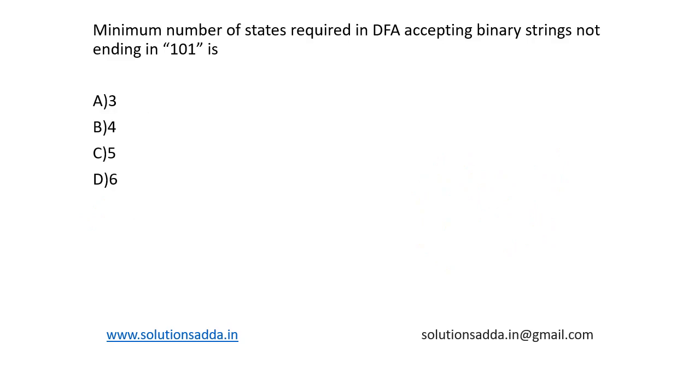This is a previous year ISRO question. Minimum number of states required in DFA accepting binary strings not ending in 101. So first construct a DFA accepting strings ending in 101. That is, in the initial state Q0, upon seeing input 1, we move on to next state Q1. Then upon seeing input 0, we move to next state Q2. Then upon seeing input 1, we reach the final state, that is QF.